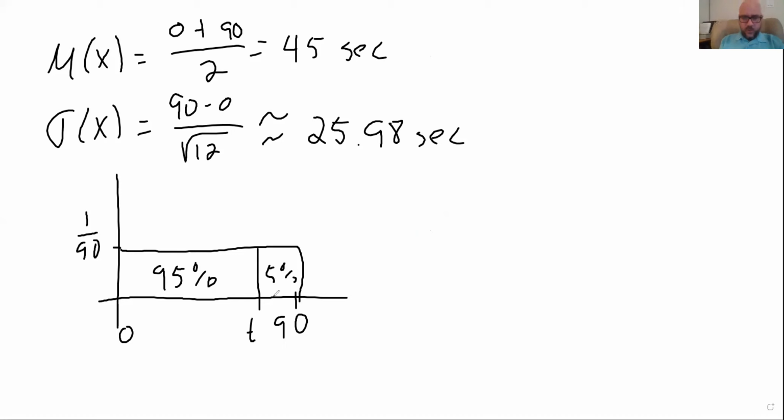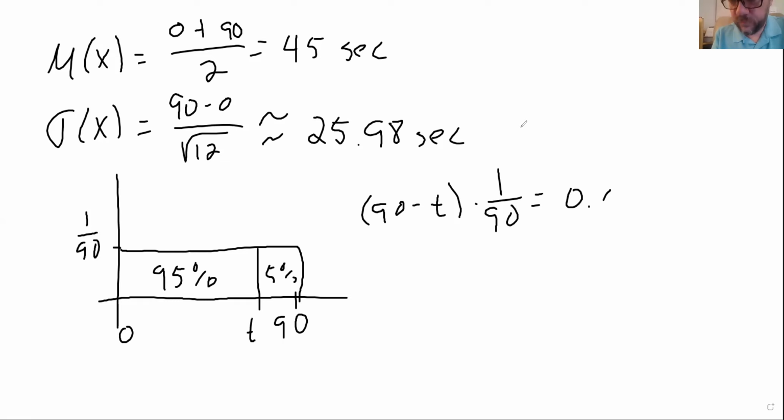If I want to know the length of this base, it's 90 minus t, the right edge minus the left edge of the base here, times 1 over 90 equals 5%. So I can say that 90 minus t times 1 over 90 equals 0.05. And then we just calculate it up. So we have to distribute the 1 over 90 to both things.